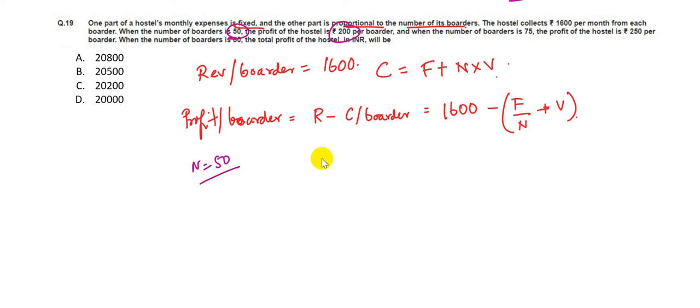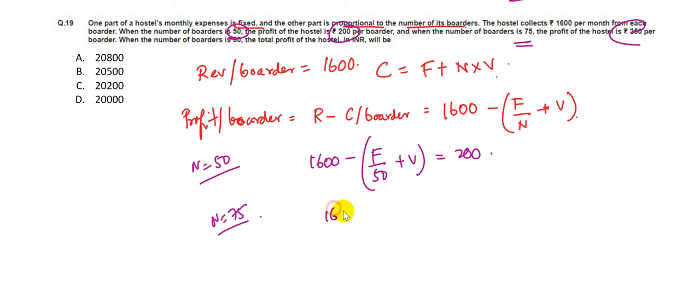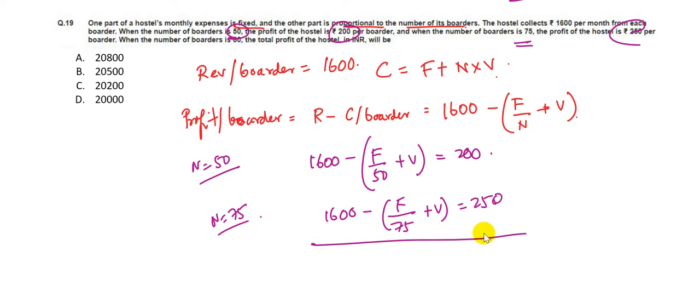So that means 1600 minus (F by 50 plus V) is 200, and when the number of boarders is 75, profit is 250. So when n is 75, profit is 250. So 1600 minus (F by 75 plus V) will be 250. Now these are two very simple equations. You just subtract the first one from the second one, and you will get F by 50 minus F by 75 will be equal to 50.